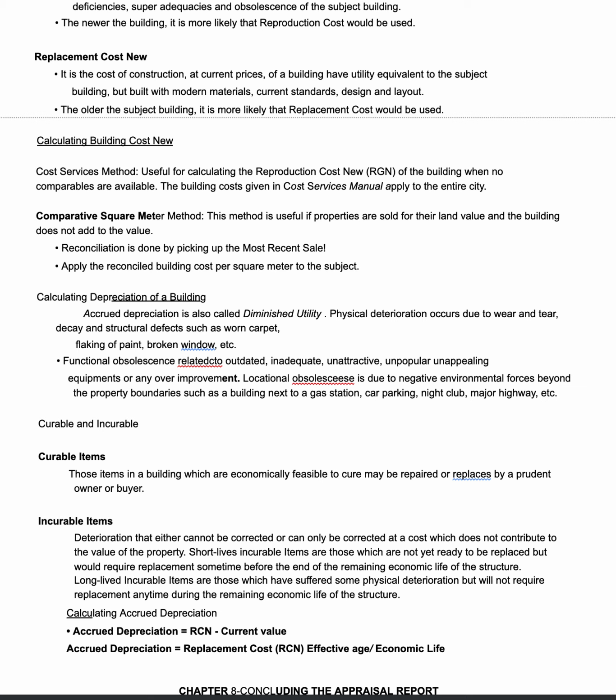Locational obsolescence is a loss in utility and a consequent loss in value the structure incurs as a result of negative environmental forces beyond the boundaries of the property. Examples could be the building being located next to a gas station, car park, nightclub, major highway, etc.